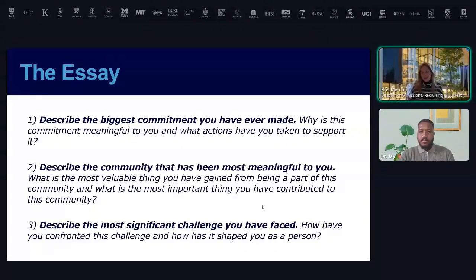We really try to remove bias in our application and review. And so this is what we're looking for here, specifically actions and behaviors that you've exhibited in the past that you might exhibit in the future.